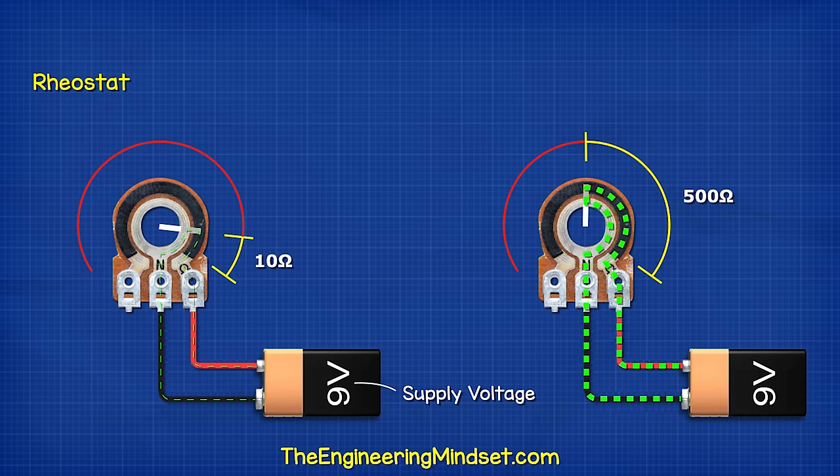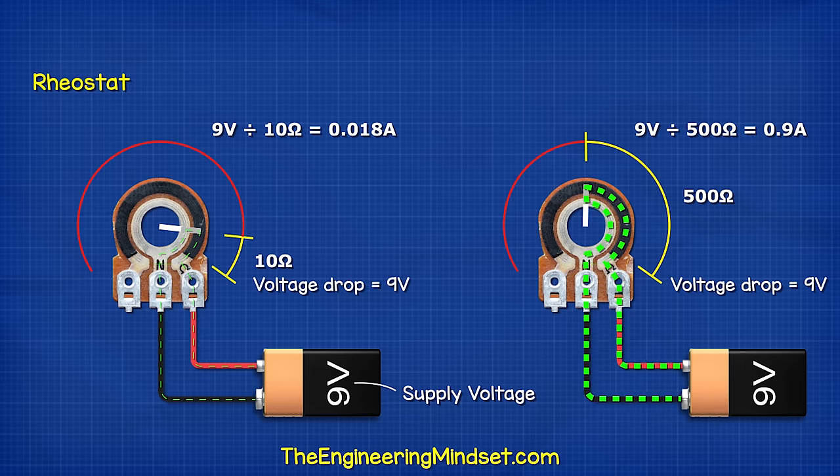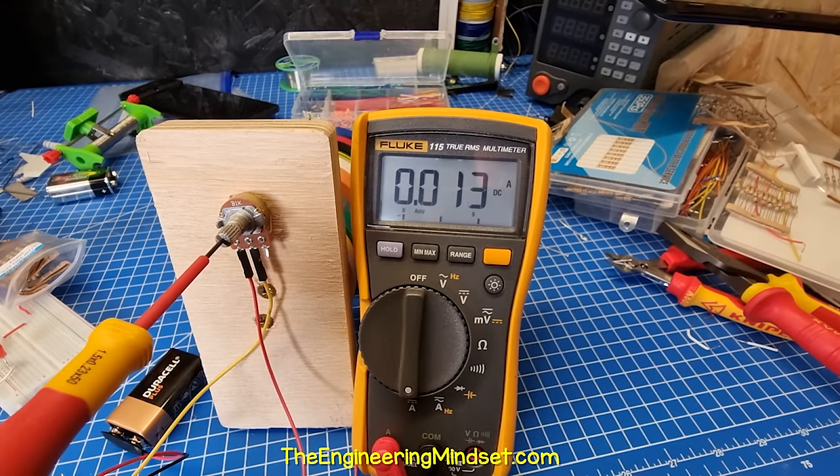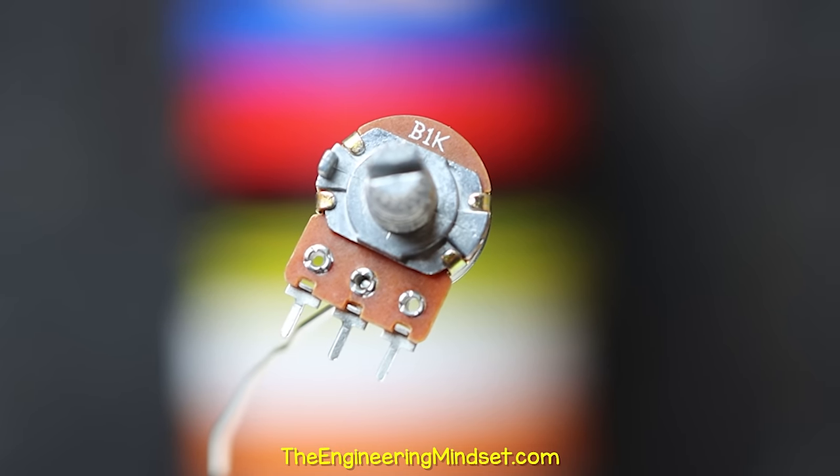Additionally, we can use just the center pin and one end pin to create a rheostat. The total voltage drop now occurs between these two points, and so we can control the current in the circuit like this. On the front of these components, we find a number.